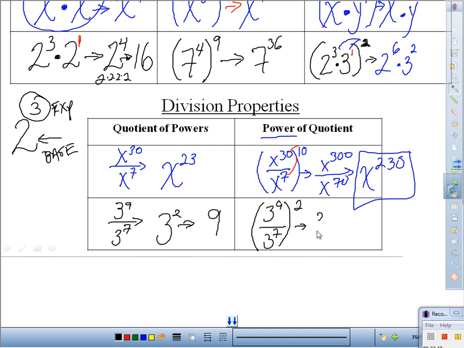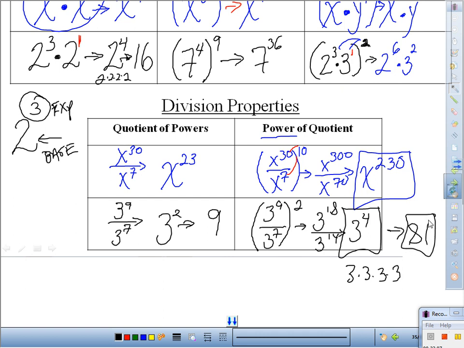So this becomes 3 to the 18th over 3 to the 14th. So since they're the same base, what do I do to the exponent? Subtract. So this is 3 to the 4th. Hands if you agree with that. And if I wanted to expand this and simplify more, this is 3 times 3 times 3 times 3. 3 times 3 is 9 times 3. That's 81. Okay?